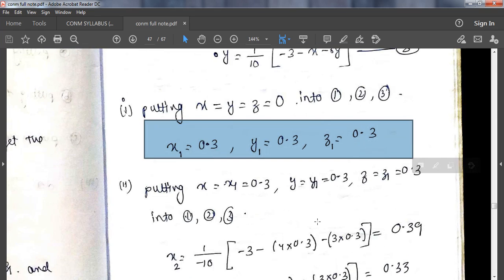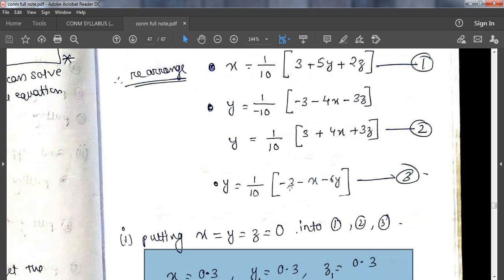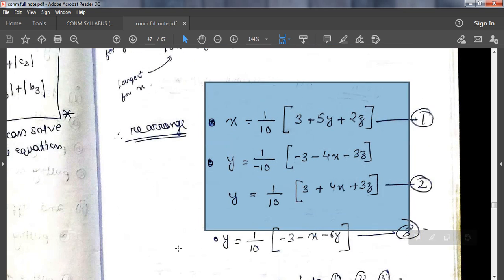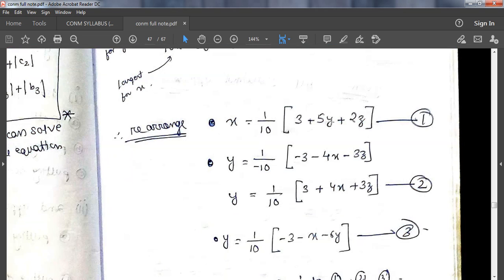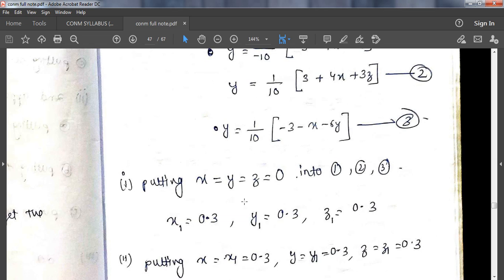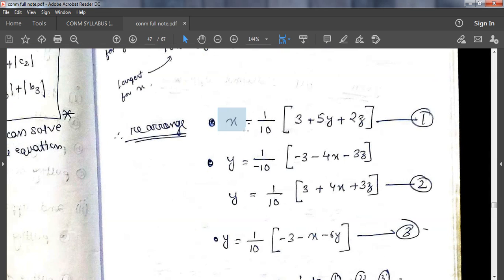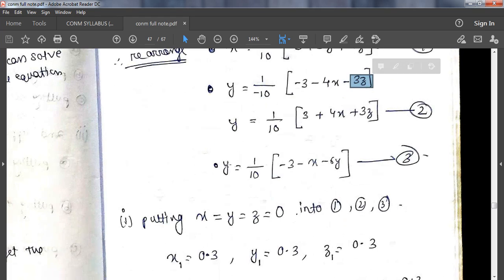What will I do in the next one? I'm going to put this x, y, z again in these equations, and I'm going to find out my next iterated value. So now I'm not going to put y to be 0 and z to be 0 in this equation. Now I'm going to put y to be 0.3 and z to be 0.3, and then I will find out x. Similarly, over here I'm going to put x to be 0.3, z to be 0.3, and find y. Again, I'm going to put x to be 0.3, y to be 0.3, and find z.